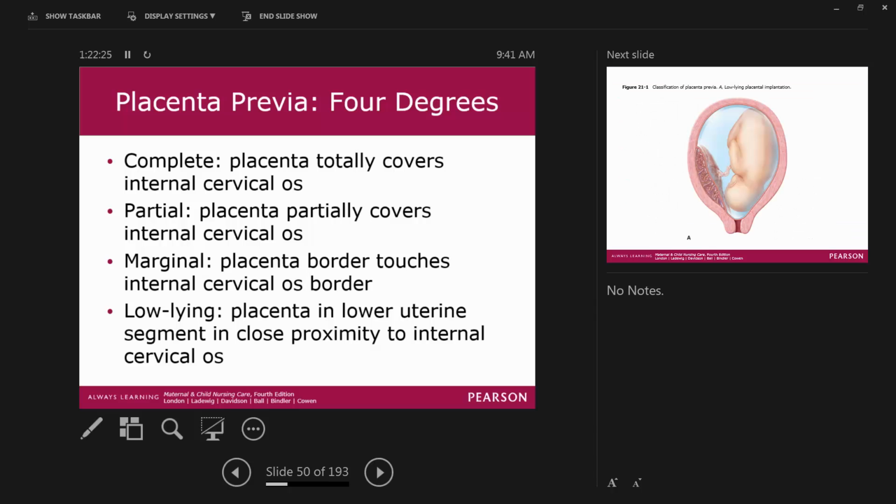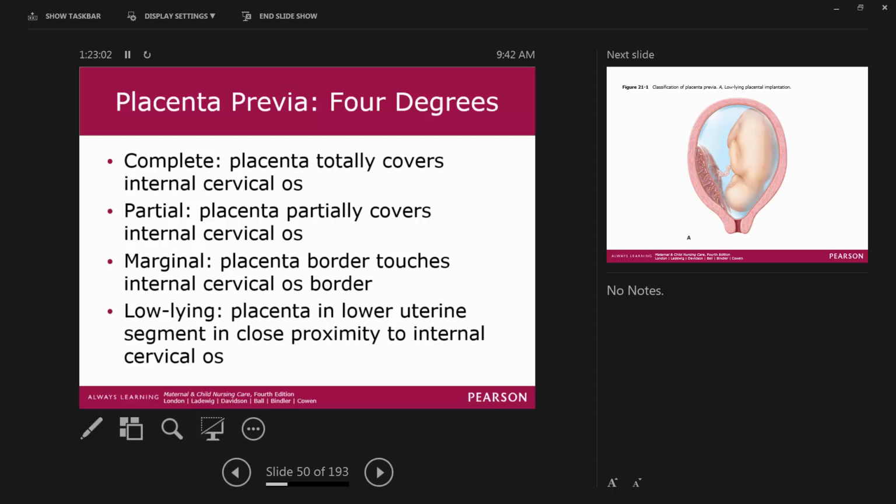Now there's 4 different degrees of placenta previa. There's the complete previa, where the placenta has embedded over the cervix and completely covers it. So there is no vaginal delivery with a complete placenta previa. A partial partially covers the cervix. And again, no vaginal delivery with even a partial.